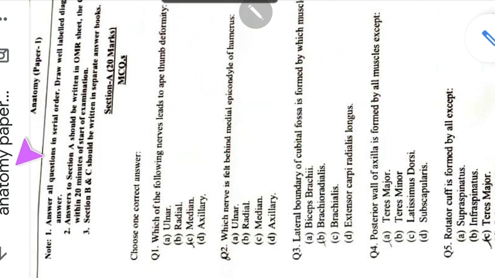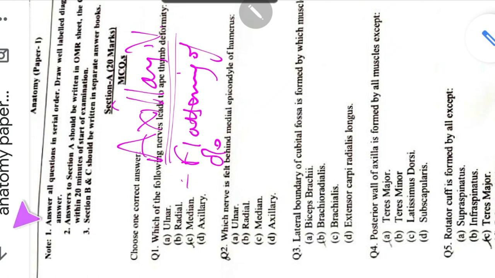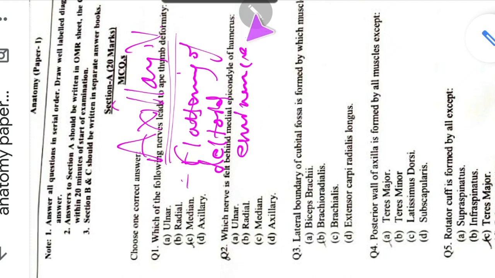Okay, now the next nerve here is the axillary nerve. What will it lead to? Basically, the one important thing is there will be flattening of the deltoid eminence, or you can say shoulder contour, but the better word is deltoid eminence. There will be flattening, and of course there will be a loss of abduction, initially, from 15 to 90 degrees.